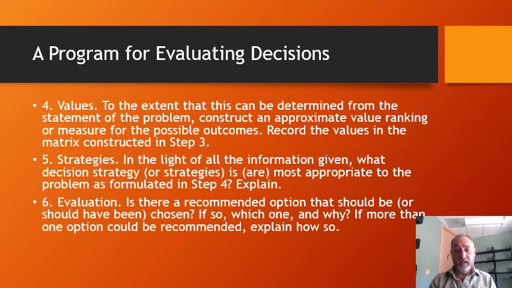All right, so the first four steps are just setting up the matrix, right, and filling in the blanks. Now, step five, given the matrix you have, what sort of decision strategy would be most appropriate to the problem as formulated, right? Is it decision making under certainty? Is it decision making under uncertainty? Is it decision making with risk? Making with risk, that means you know the probabilities, right, of the various states of the world as well, and you'll want to jot those down in your matrix as well.